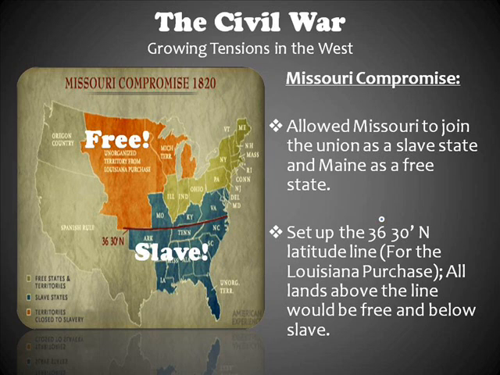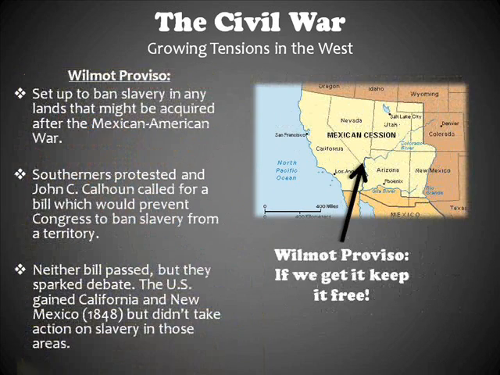So Speaker of the House, Henry Clay, the great compromiser, guided the bill through the House of Representatives, which passed it very narrowly. Maine came in as a free state, Missouri is a slave state. And the 36-30 line became the line of separation. Above the line would be free, and below the line would be slave. At this point, the issue of slavery had been averted. So there wasn't a crisis, but tensions were still rising, and would be again very soon.